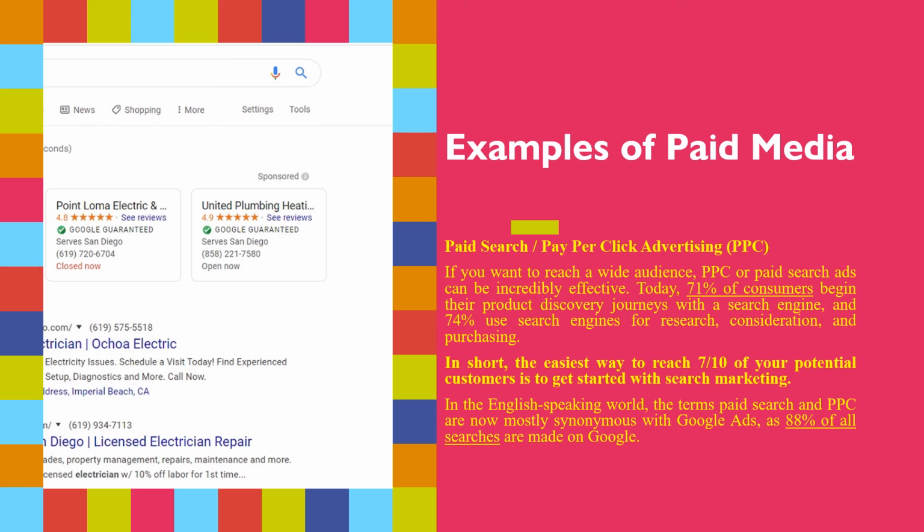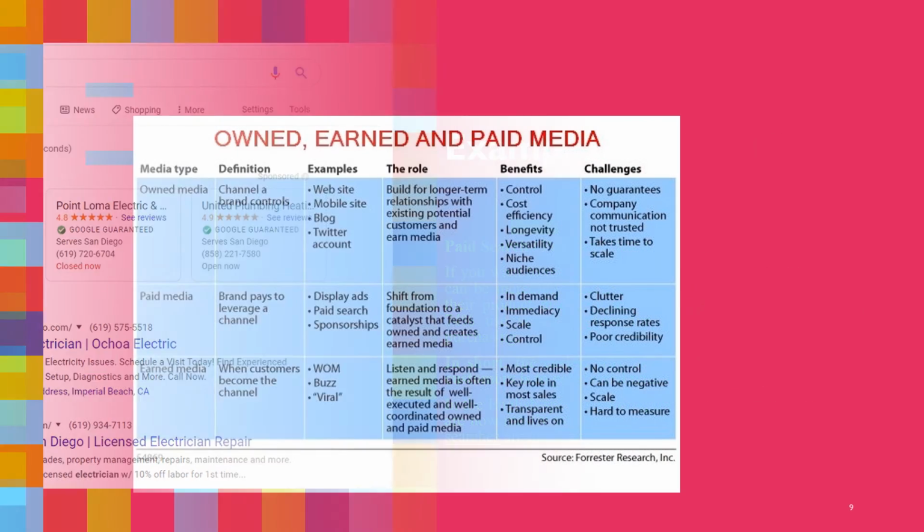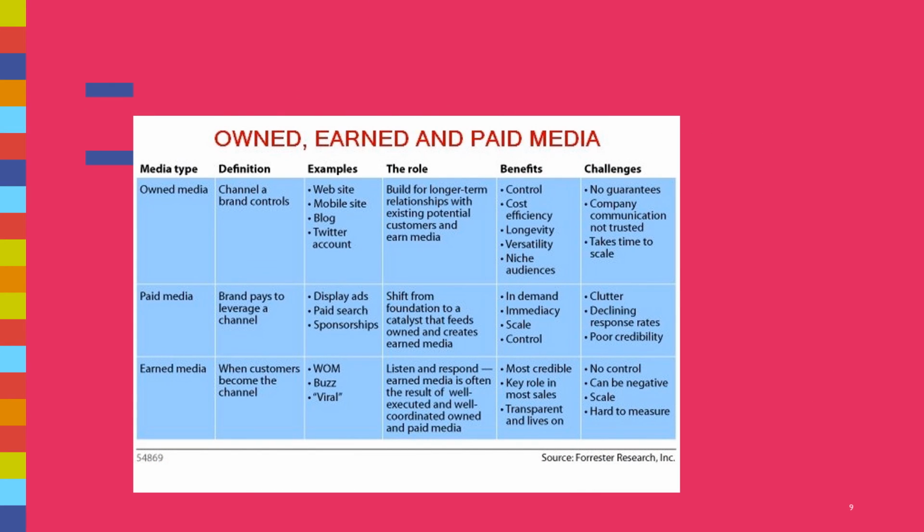2. Paid search, pay-per-click advertising, PPC. If you want to reach a wide audience, PPC or paid search ads can be incredibly effective. Today, 71% of consumers begin their product discovery journeys with a search engine, and 74% use search engines for research, consideration, and purchasing. In short, the easiest way to reach 7/10 of your potential customers is to get started with search marketing. In the English-speaking world, the terms paid search and PPC are now mostly synonymous with Google Ads, as 88% of all searches are made on Google.